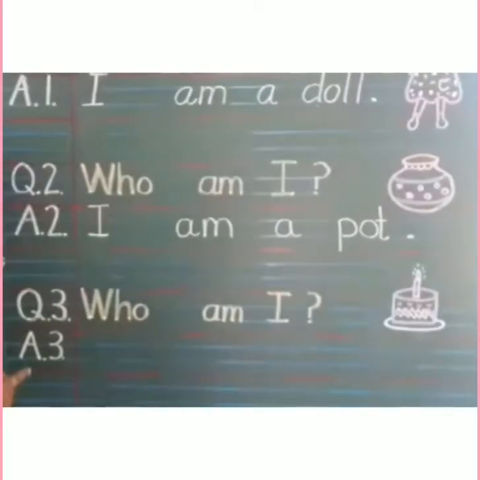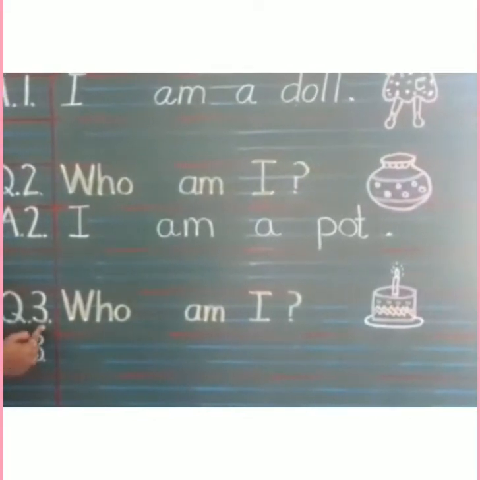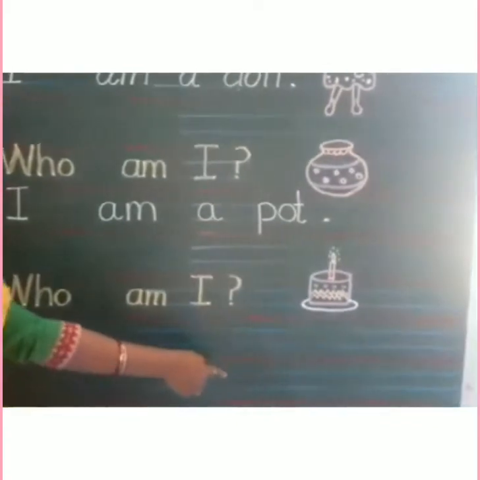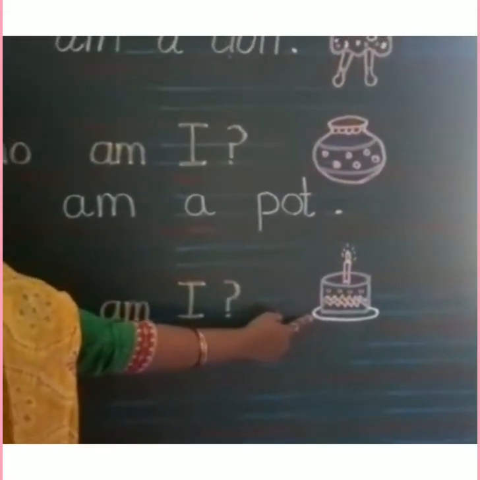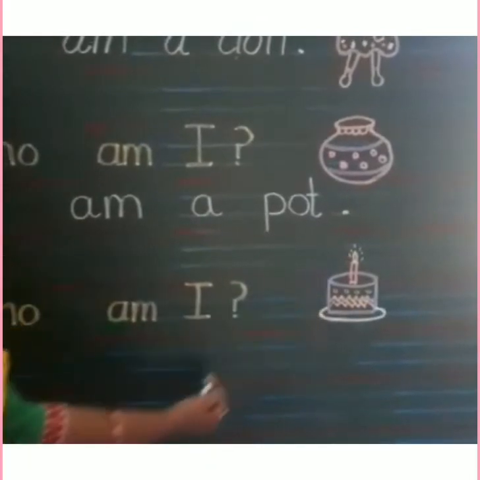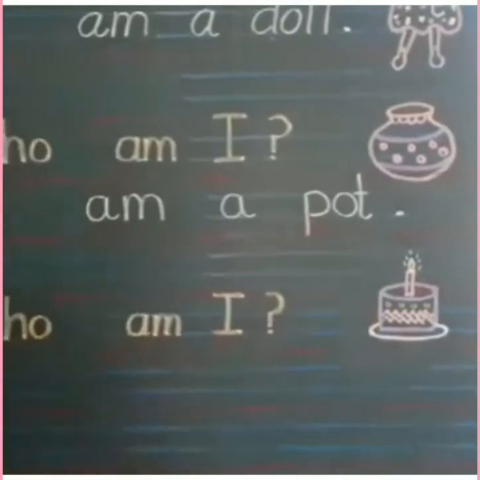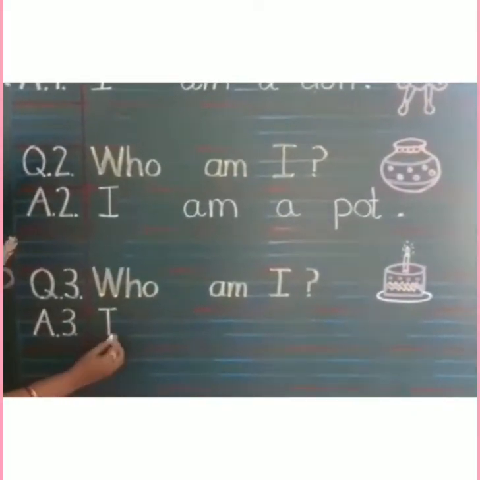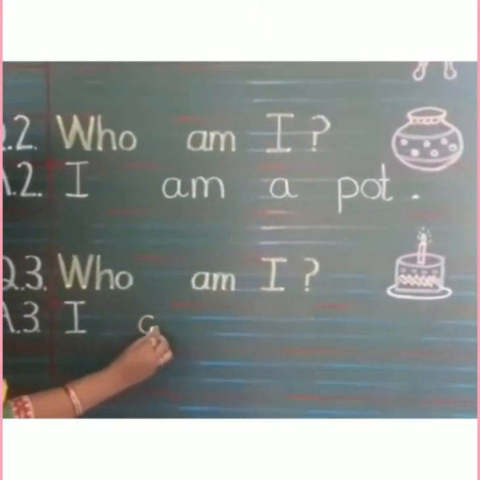Then Q dot, three dot, that is question number three. Who am I? And what is this? Yes, a favorite cake. So what will the cake say? I am a cake. So the answer will be capital letter I. Again, A M.